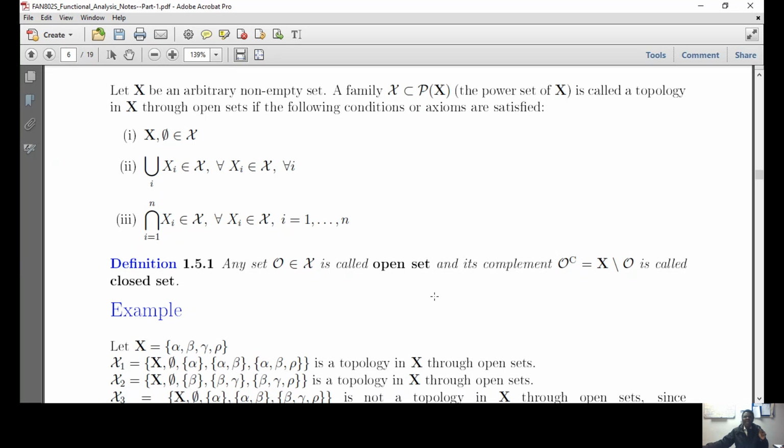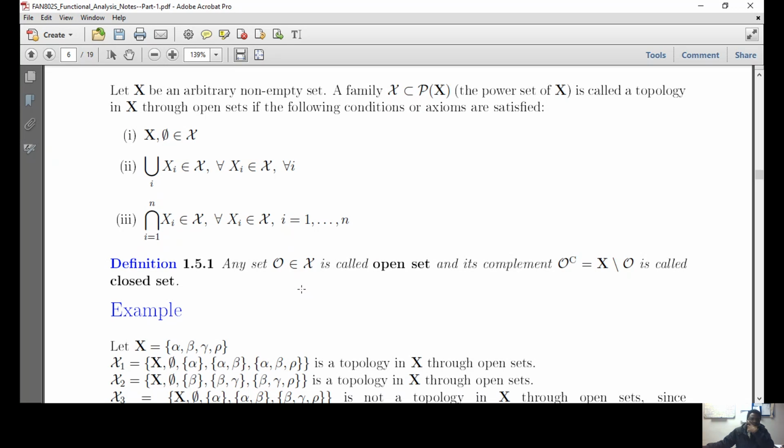That complement is in X, but not necessarily in the family. You can see, this is the topology. We say that all these elements are called what? Open set. So you understand, it's clear that a closed set might not be in the family. It might not be in this family.